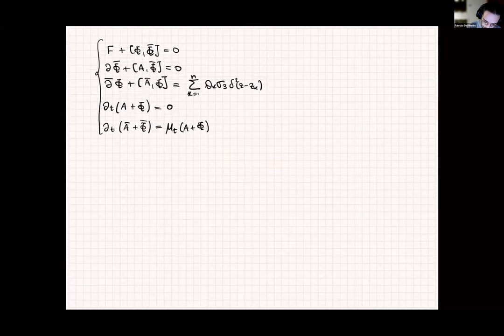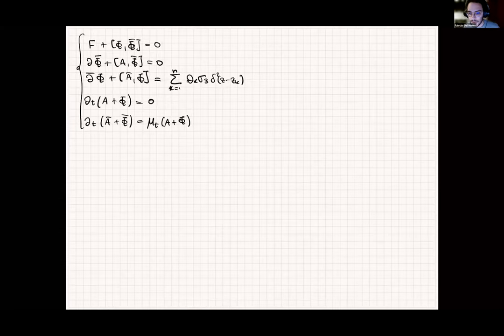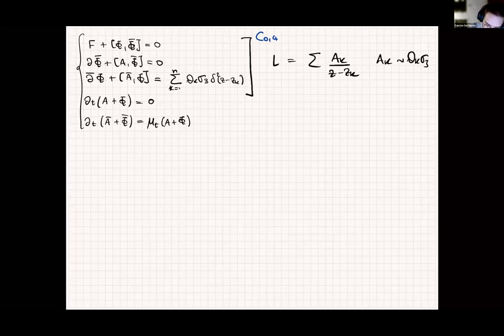Let me copy these and make them a bit smaller, because now we want to study these equations in the same case that we did before, to stay concrete. So let's specialize again to C_{0,4}, the four-puncture sphere. These three equations are still the same. We have that L is the sum of these A_K in the conjugacy classes of theta_K sigma_3. But now these A_K cannot be arbitrary. They must depend in a very specific way on the moduli of the Riemann surface for this deformation to be consistent. And this is the content of these last two equations.